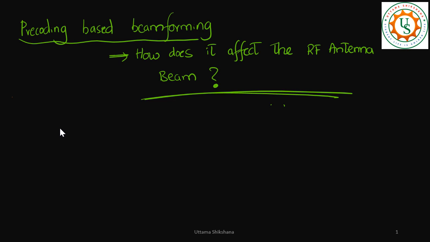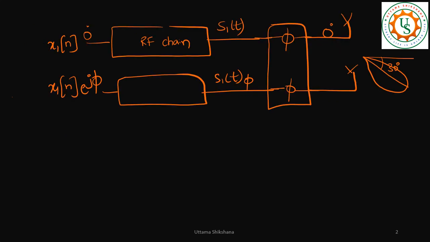Hey guys, welcome back. In this video, I will mainly talk about precoding-based beamforming. How is it actually going to influence the RF antenna beam? For that, I had a lot of background in the previous videos to explain this.